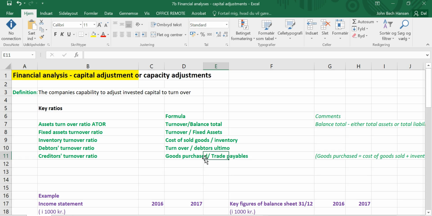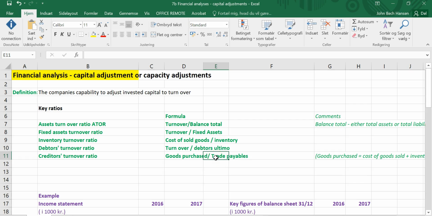Now, the goods that we have purchased, we cannot find anywhere in our profit and loss statement, because that's the cost of goods sold. And we cannot find it in our balance sheet either, because that's the stock we have over there. So we have to calculate the actual purchases. What we can say is that what we have on stock at the end of the year, we have probably purchased this year. If not, then it was on stock at the beginning of the year, so we can deduct that. And the goods that we have sold this year, we have also bought. So the purchased goods of this year is the goods that we have sold, plus the goods that are still on stock, minus the goods that we had on stock when the year started. And that we can measure against our creditors or the trade payables.